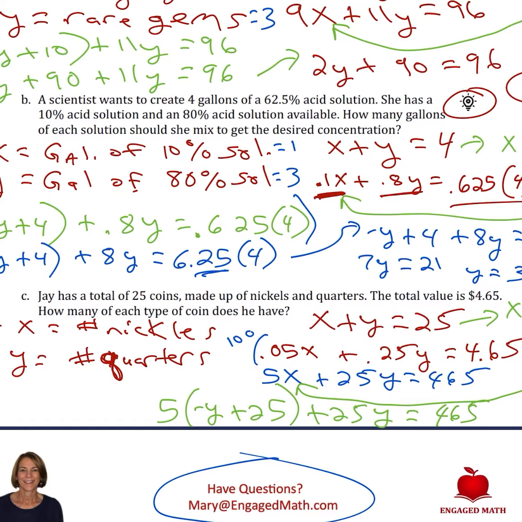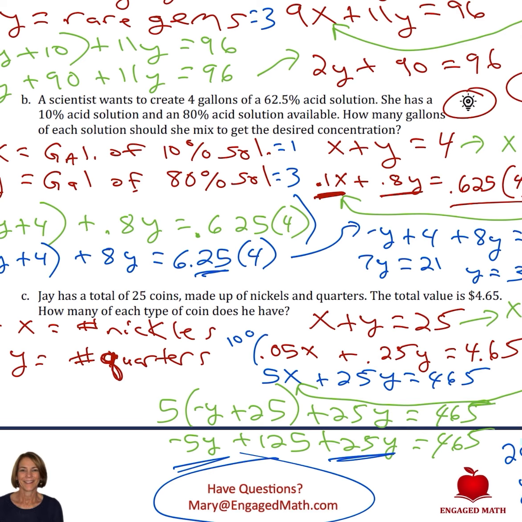And so far we haven't needed a calculator. All right, let's do it from here. So negative 5y plus 125 plus 25y equals 465. And now we have a couple more steps. The negative 5y here and this 25y is going to give me 20y. So 20y equals, subtracting 125 from both sides, 340. So y is simply equal to 17.